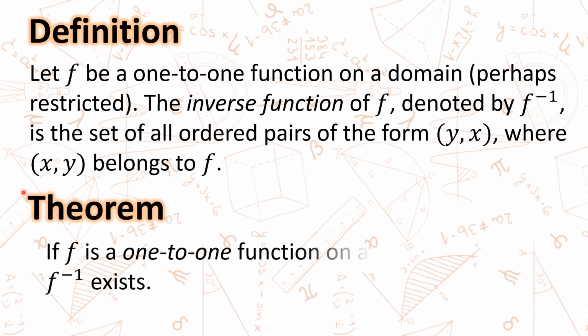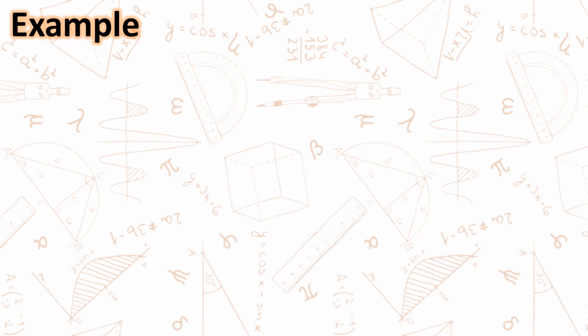And by theorem, if f is a one-to-one function on a domain, then the inverse of f exists. Okay, so we can only have an inverse function if the function is a one-to-one function. That is according to this theorem. Let us apply using some examples.